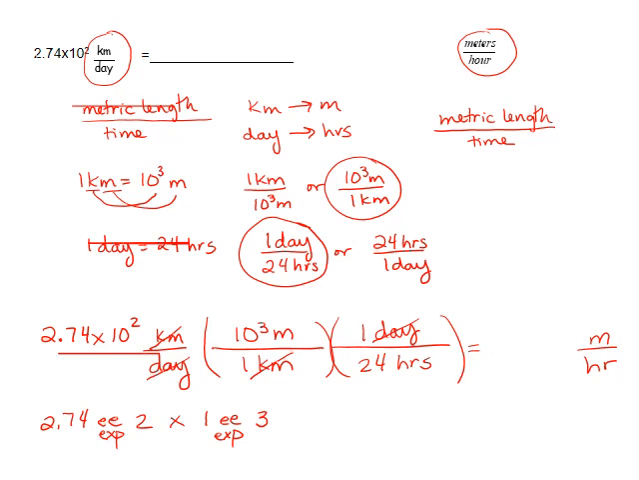Finally, we will divide by the number 24. Putting all of this into our calculator gives the value 11416.66667, and our units would be meters per hour.